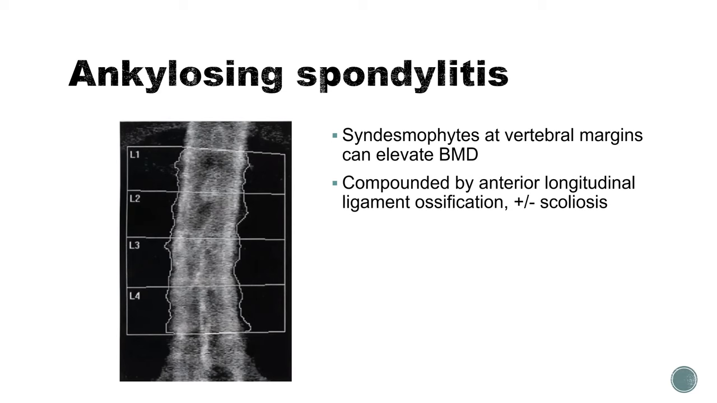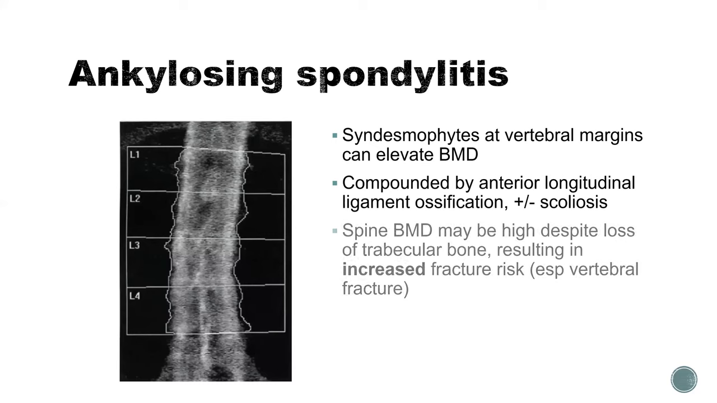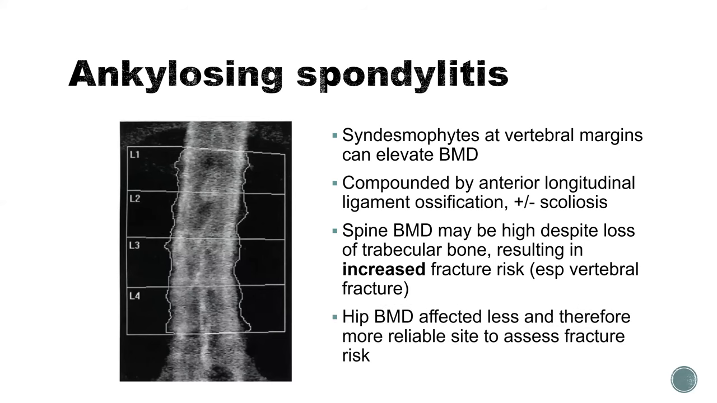You can have scoliosis, which will make the adjustment and the actual putting on the lines a little bit more difficult. But despite this, many patients with ankylosing spondylitis can actually be a little bit osteopenic because the spine is stiff. Although you have more falsely elevated bone density, you may well have osteopenia because you don't move the spine so much. So they have an increased fracture risk, especially vertebral fracture. For these patients, you may well want to just measure the hip bone density because it's less affected, to use that to assess whether they are truly osteoporotic or not.